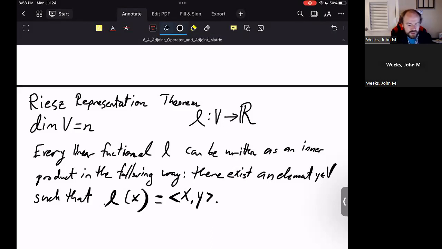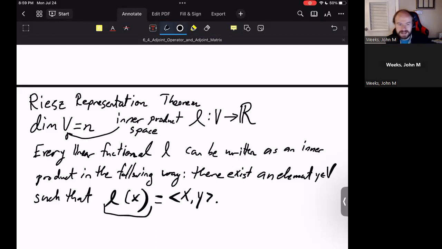In fact, this describes every single linear functional on a vector space that has an inner product. So of course, we're looking at an inner product space here because we need to be able to take an inner product whenever we do this. That's what we've been focusing on this week. So with V being a finite dimensional inner product space, we get this Riesz representation theorem for this space.